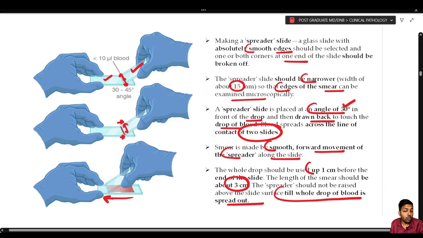So you should take a very small amount, not a high amount, usually 1 or 2 drops. A drop of blood is enough; less than 10 microliters of blood can be taken, okay. And just remember, if this is a particular slide, this was where you started, and from here the smear has been made, okay. At least a distance of 1 centimeter has to be kept from the end of the slide till where the smear ends.